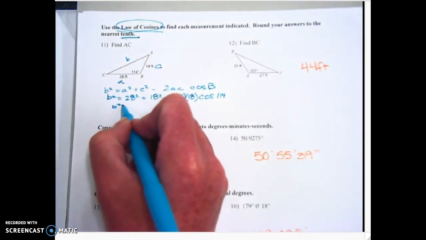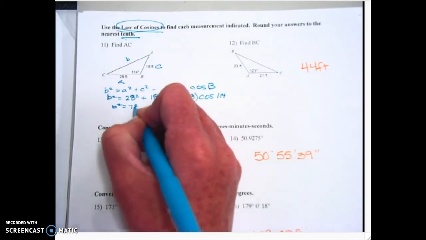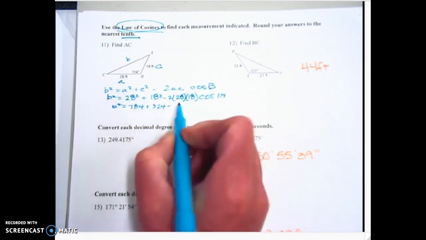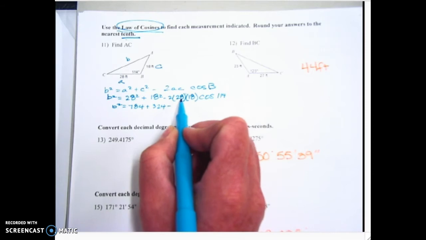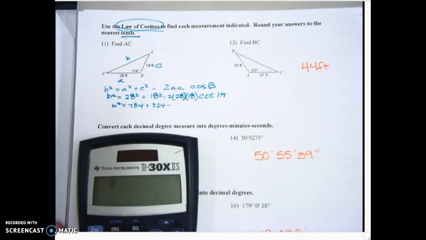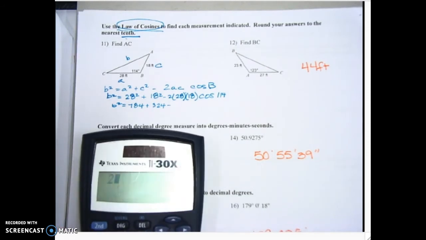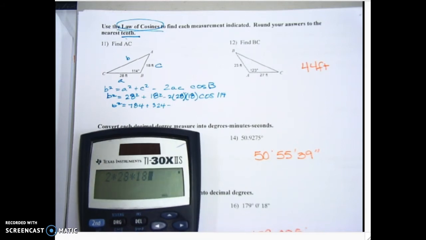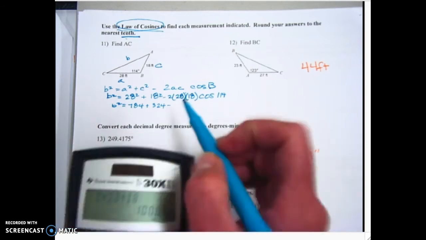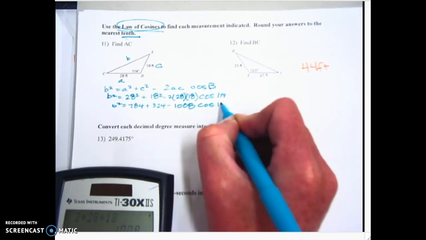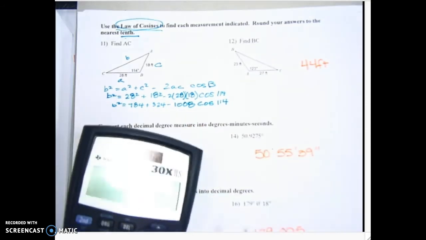Then I'm going to simplify with the calculator. So 28 squared is 784. 18 squared is 324. Then 2 times 28 times 18. Oh, forgot to write that down. 2 times 28 times 18 is 1008, times the cosine of 114.